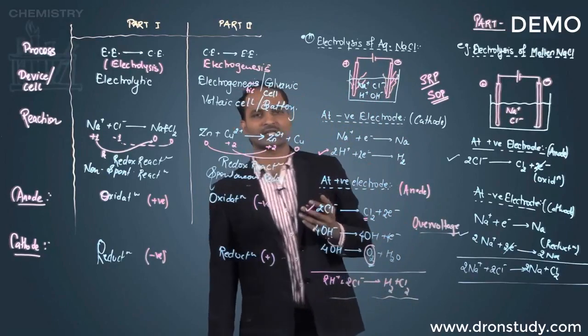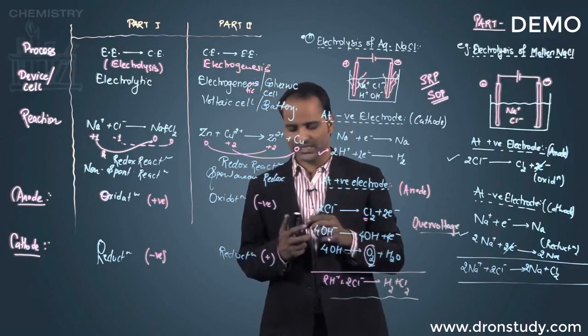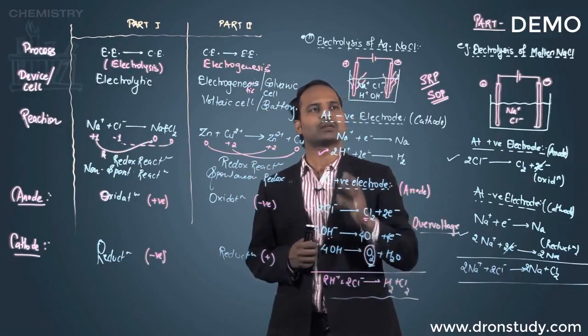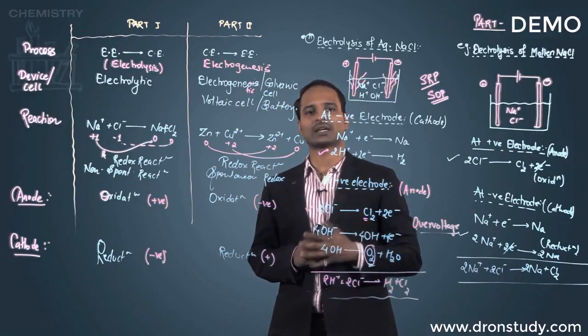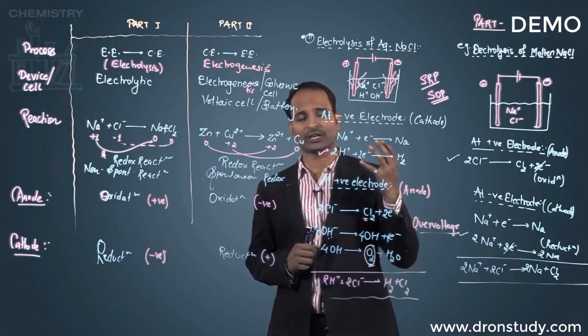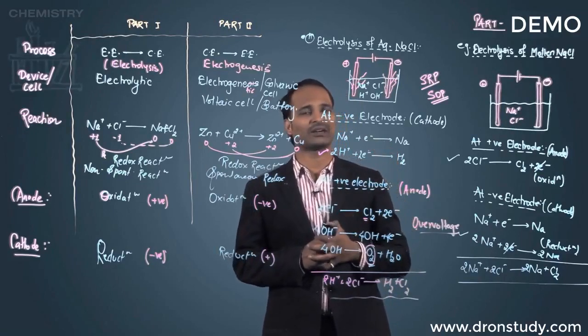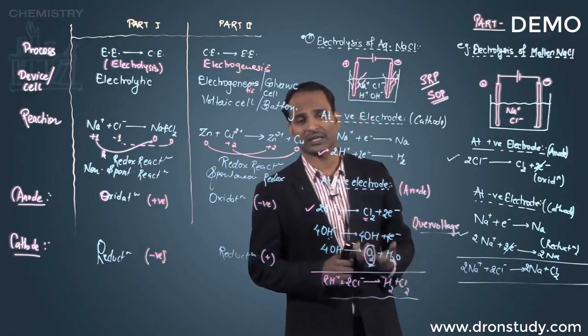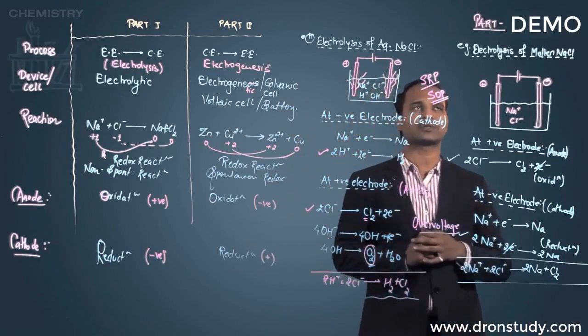So electrolysis of aqueous NaCl, what is the result? We are getting two gases, hydrogen gas and chlorine gas, and after the liberation of gases, we are getting a NaOH solution left inside the container. That means when electrolysis of NaCl is carried out, NaOH is formed.